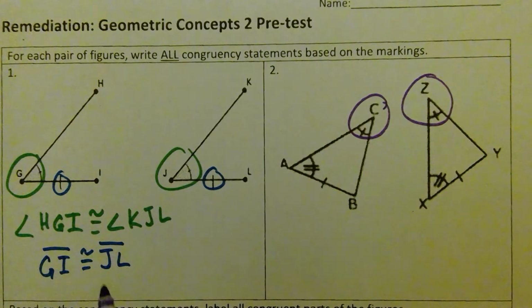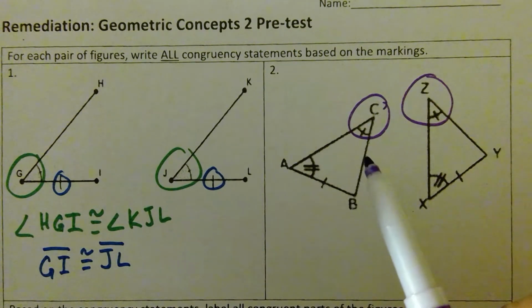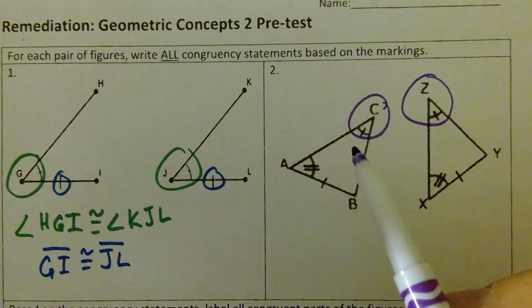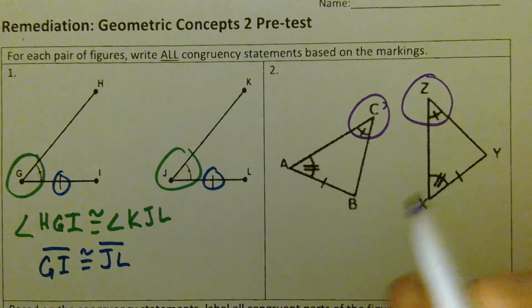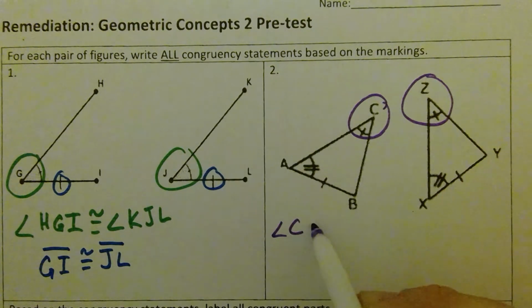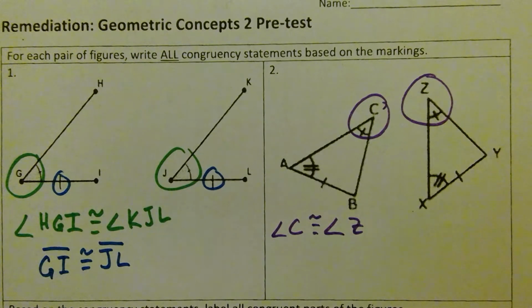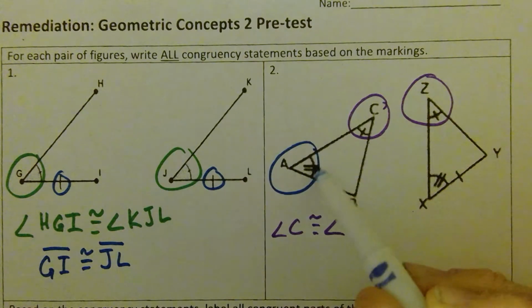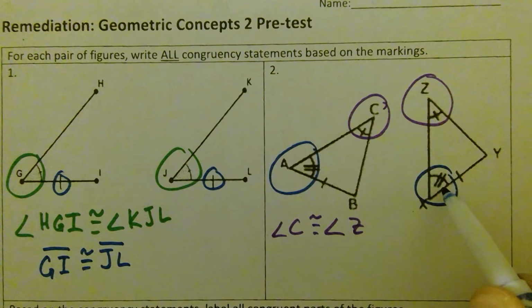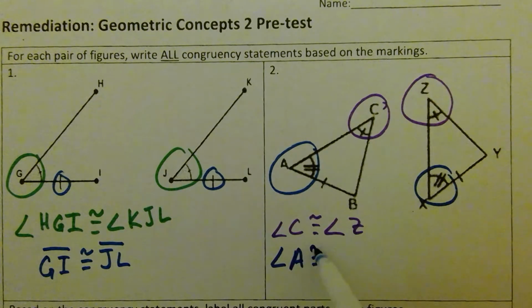So on number 1, we used 3 letters to show that 2 angles were congruent. We can also just use one letter, especially if our angles can't be confused with anything else. So we have angle C is congruent to angle Z. Let's look at our markings again, and we've got another pair of angles here. We got 2 markings right here, and 2 markings right here. So then we can make the statement that angle A is congruent to angle X.